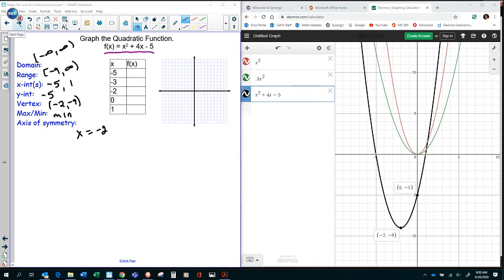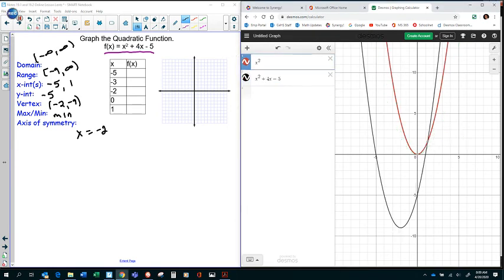Again, pause the video if you need to, or rewind to go through that. These dots over here are just the intersections with the other graphs, and as soon as we eliminate those graphs, we can just see the x-intercepts, the y-intercept, and the vertex.